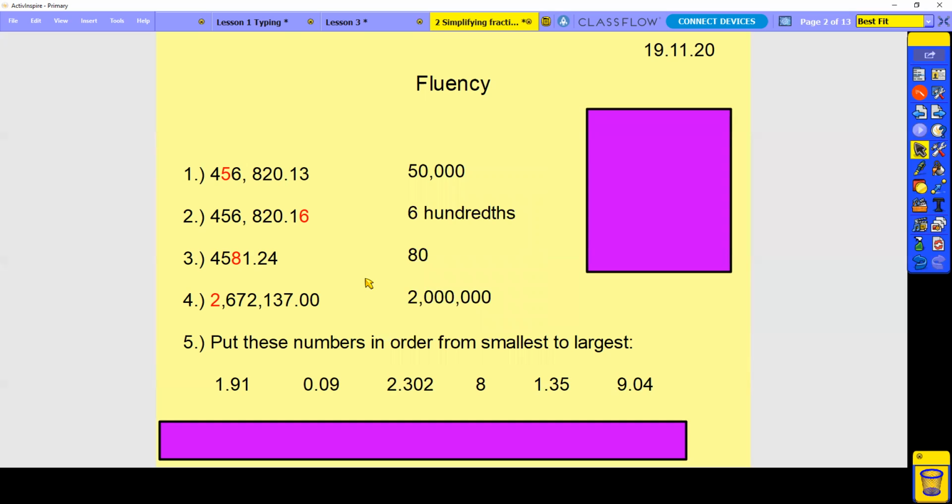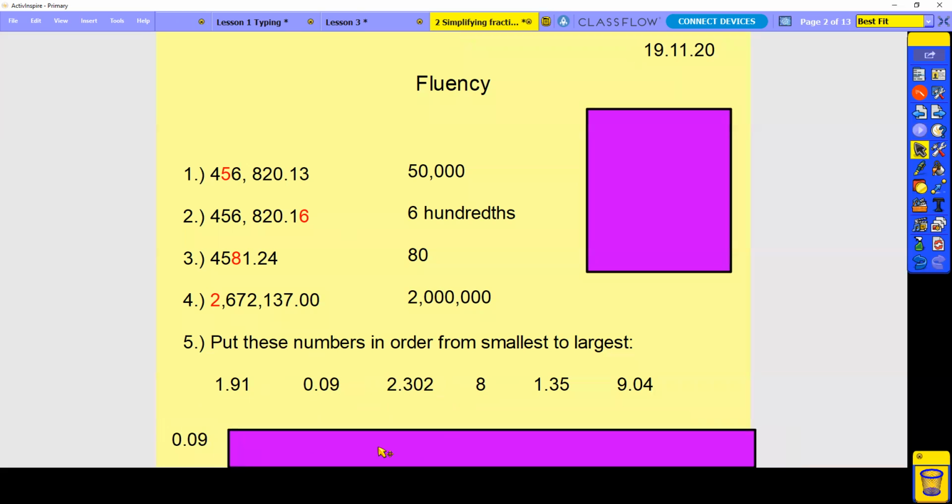The bottom one was putting these numbers in order from smallest to largest. When you're ordering numbers from smallest to largest, you need to first look for the digit furthest to the left to find out which is the smallest. When I look at these numbers, I can see I've got 1.91, 0.09, 2.3028, 1.35, and then 9.04. If we're looking for the one with the smallest value, we can see there's only one that starts with a 0, it's 0.09. So that must be my smallest.